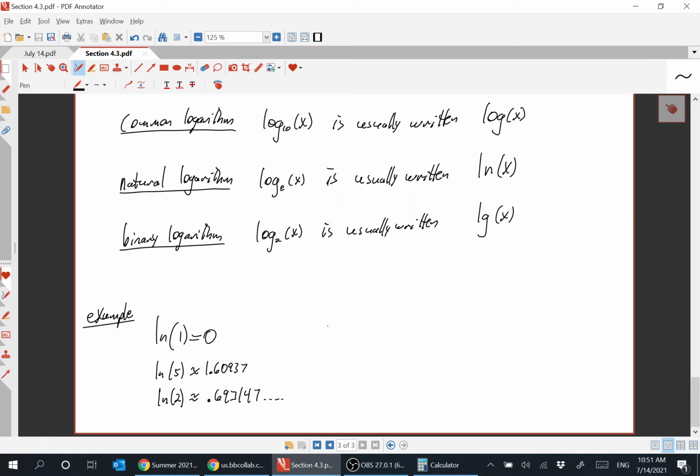I think we could just leave it at that for today. I don't think we should go on to the next section. So tomorrow we'll go over some problems in section 4.3. This section was just introducing the logarithm function. The next section is going to talk about properties that the logarithm functions have.